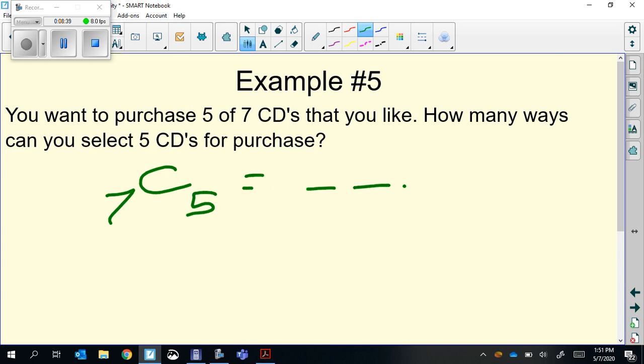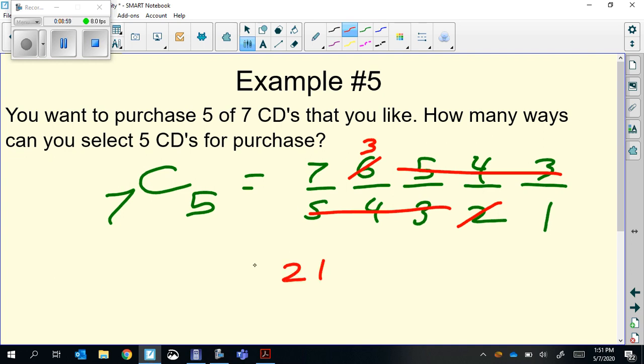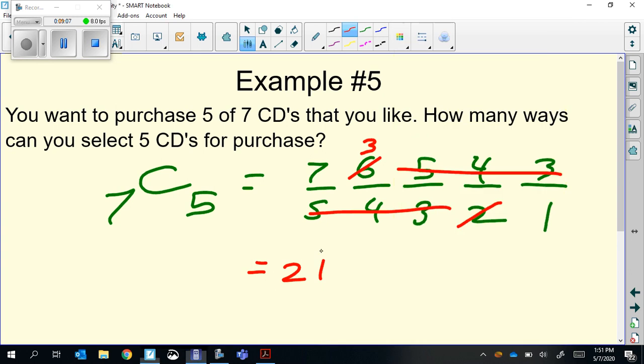By hand, that means 5 blanks. 7, 6, 5, 4, 3, over 5, 4, 3, 2, 1. And then 5, 4, 3 cancels 5, 4, 3, 2 cancels the 6. Final answer here is 21, 7 times 3. Or, of course, you could have just done calculator. Or you can check your work at least. 21.